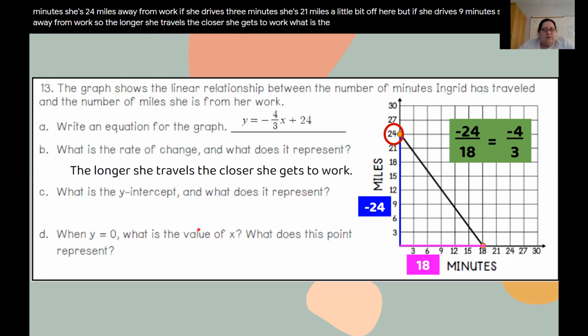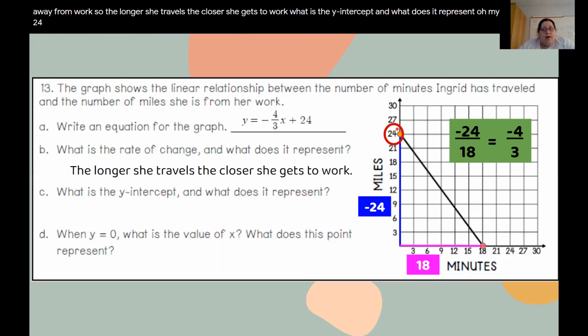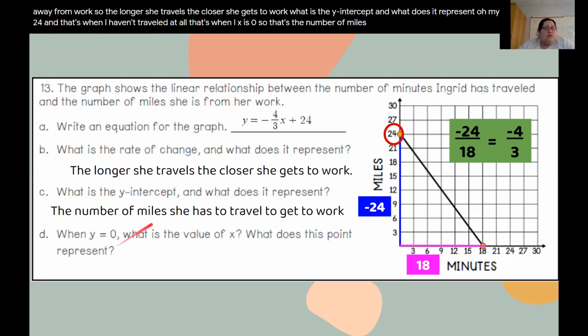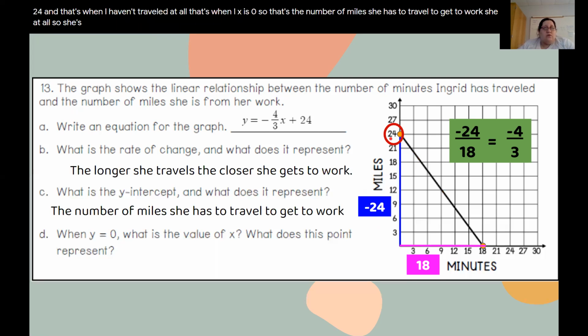What is the y-intercept and what does it represent? Well, my y-intercept is 24, and that's when I haven't traveled at all. That's when my x is 0. So that's the number of miles she has to travel to get to work. She hasn't traveled at all, so she's 24 miles away from work.